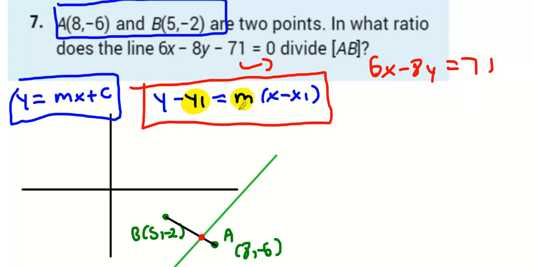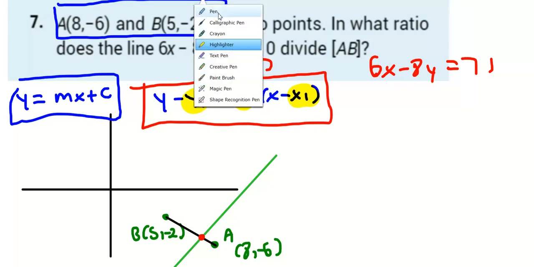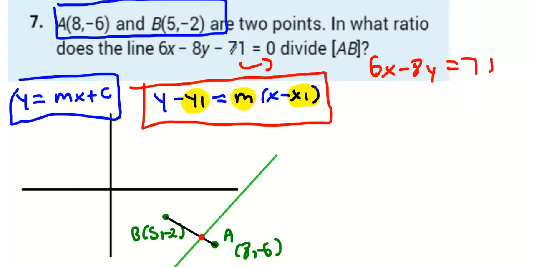1, 2, 3 pieces of information. Any point on the line. You got it? Do I know how many choices I have for a point on the line? I can either use A or I can use B because they're both on the line. So it's my choice. I'll choose A and I'll just call A x1 and y1 and I'll throw it in.